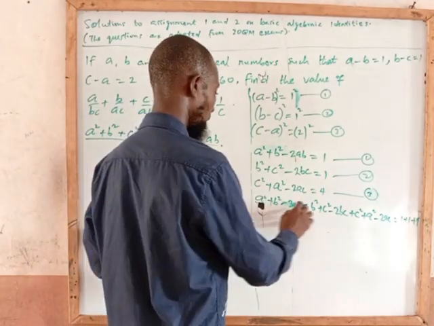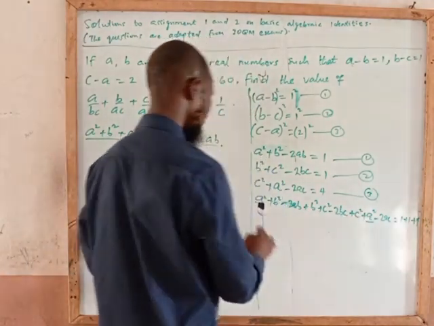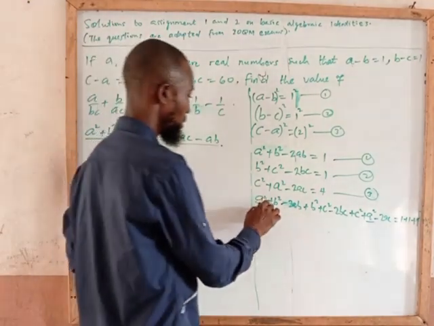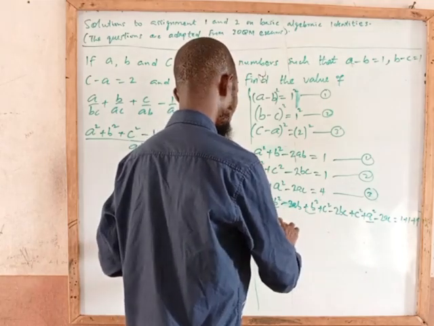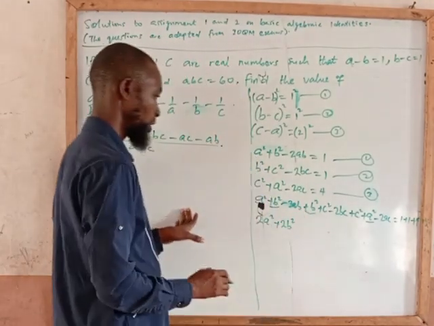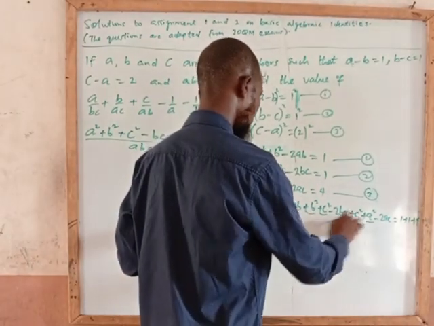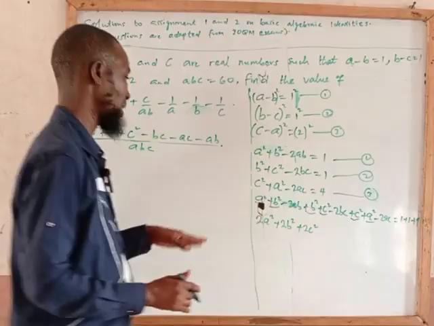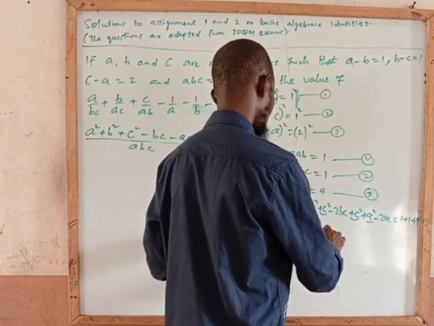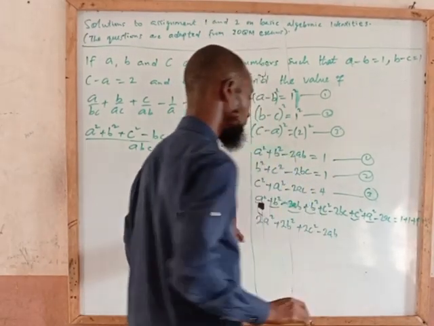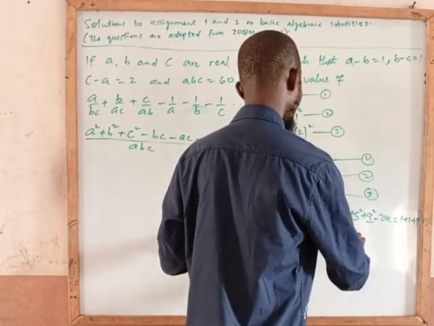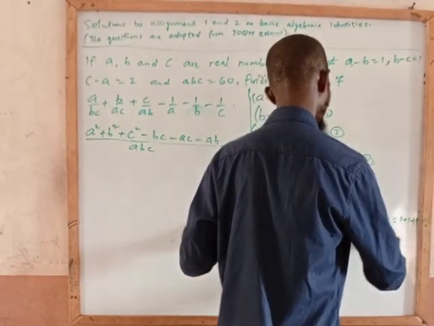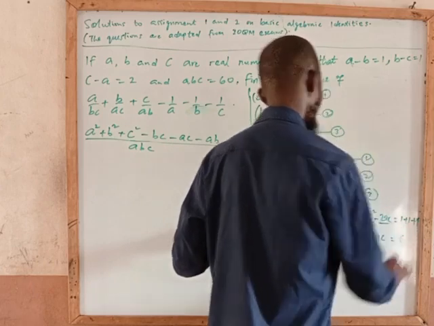Look at this one, a squared. So to make it fast, I can say plus a squared here gives 2a squared. B squared plus b squared, that becomes plus 2b squared. C squared plus c squared, that becomes 2c squared. Right? So after that, I have minus 2ab, which is this. I also have minus 2bc, and I also have minus 2ac, which is equal to 6.